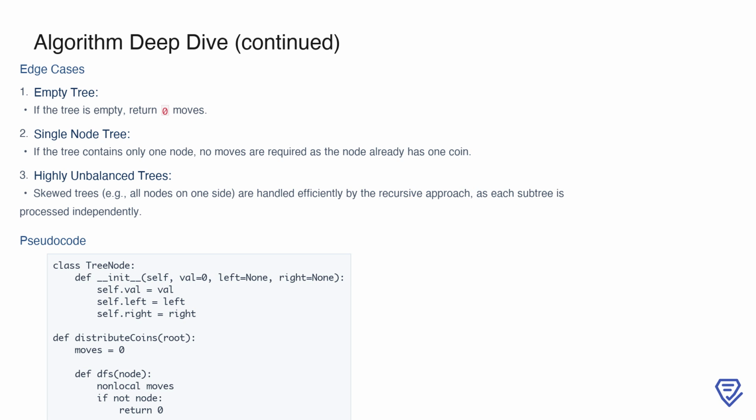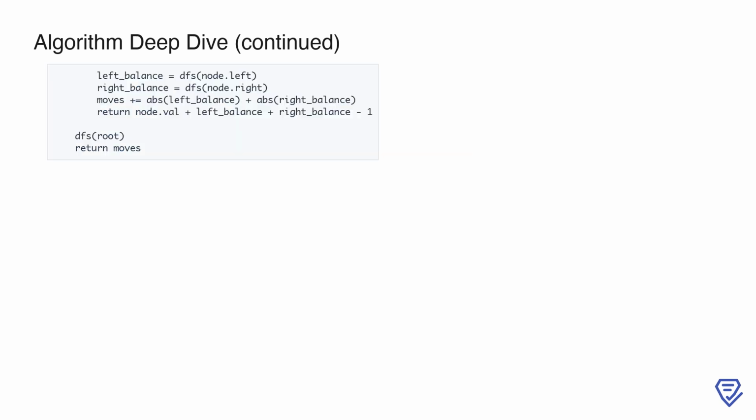The pseudocode begins by defining a class for tree nodes, and then a function called distributeCoins that initializes the moves counter and defines the recursive DFS helper function. The DFS function starts by checking if the current node is null, in which case it returns a balance of 0. The recursive DFS function continues by calculating the balance of the left and right subtrees using recursive calls.